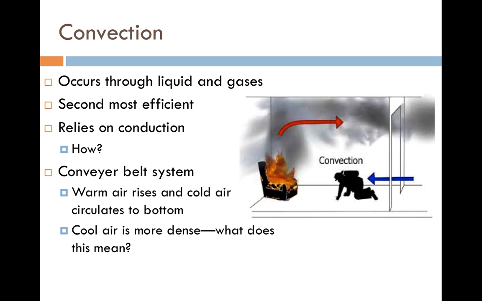Next heat transfer is convection. Convection is the transfer of heat most often through liquids and gases. It is still efficient, but comes in second to conduction. So think of convection as a conveyor belt system. Warm air expands and circulates to the top, pushing cold air to the bottom in a circular motion. Cool air is more dense, so it sinks.